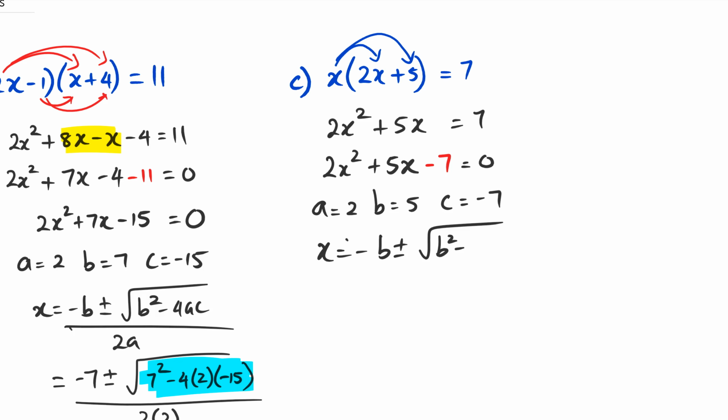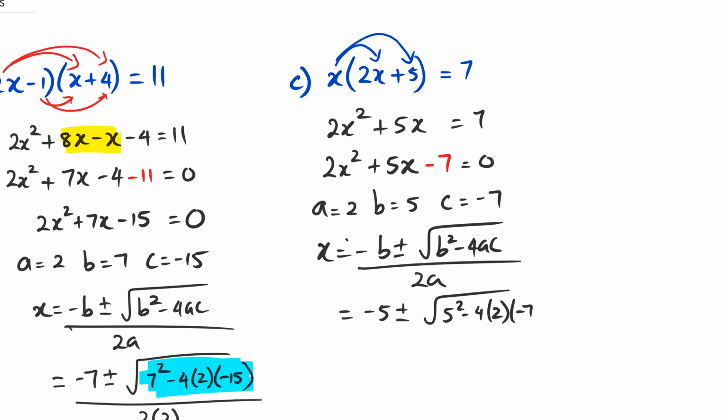By the way, guys, the quadratic formula will be given to you in your exam. It's not something you need to remember. It will be given to you guys. So we got minus 5 plus or minus 5 squared minus 4 times 2 times negative 7. And the whole thing is divided by 2 times 2.